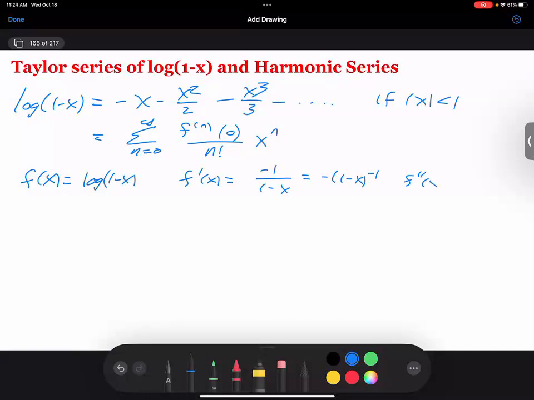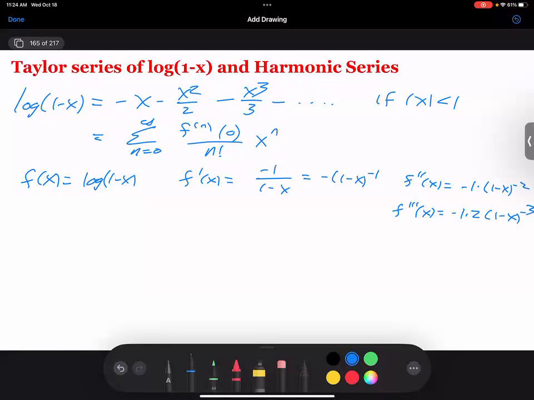f double prime of x, I now take the derivative. Because I'm writing it as negative 1, the negative 1 comes down. I get (1 minus x) to the negative 2. But then I take the derivative of 1 minus x, which gives me another negative 1. So I've got 2 additional negative 1s. So this is just going to be negative 1 times (1 minus x) to the negative 2. f triple prime of x would become negative 1 times 2 times (1 minus x) to the minus 3. And you can see, if you continue, it's almost n factorial. And that's why we have the n in the denominator.